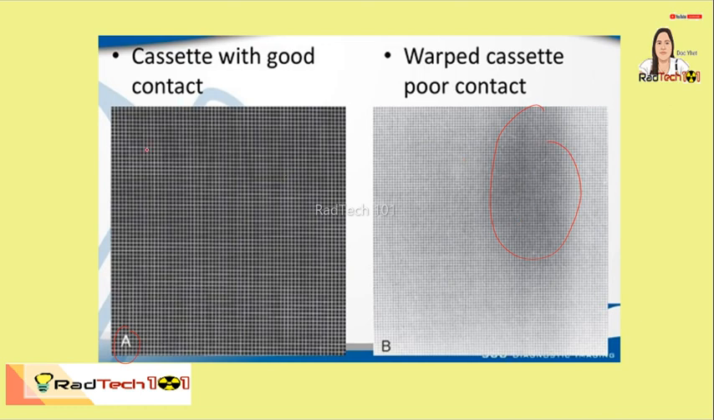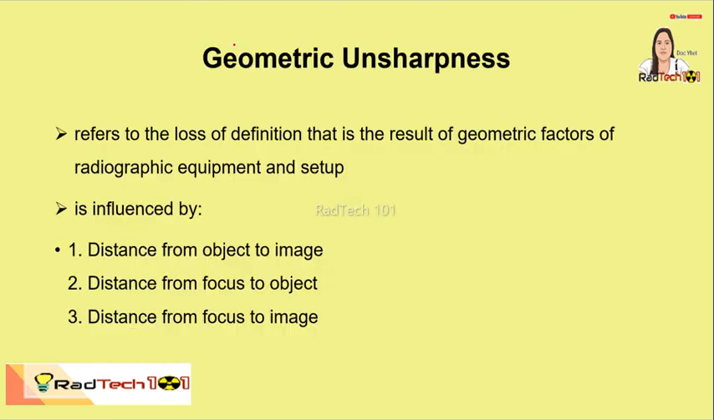To test for poor screen film contact, for radiographic detail, what we do is the wire mesh test. The wire mesh test is used to evaluate the screen film contact. This is also good for evaluating poor detail.